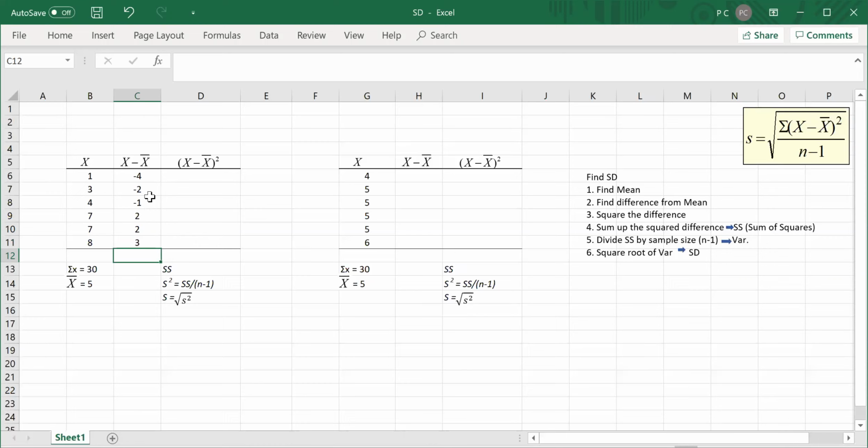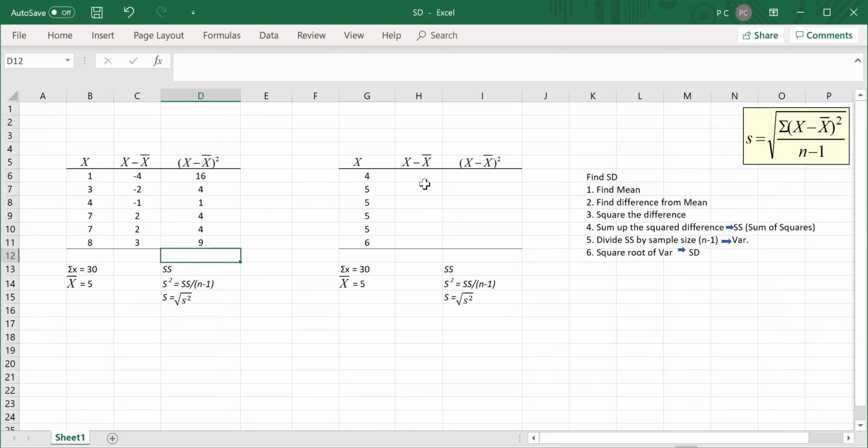Next, we cannot simply add them up, because if we add all these up, it will total 0. So what we do is we square the difference. That will be x minus x bar, parentheses squared, and that's what I have here. In this column, I'm going to do the deviation squared. So -4 squared is 16, and that's a 4, and that's a 1, 4, 4, and 9 here.